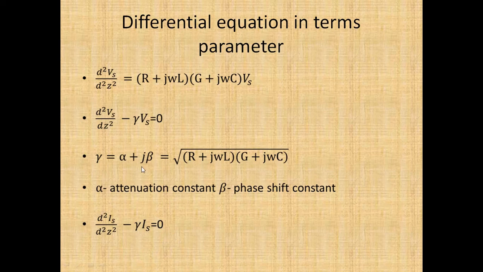Now gamma is the parameter here. Gamma is the propagation constant, as we call it. It is divided into two parts: one is the attenuation constant and one is the phase shift constant. So this parameter is converted into two forms, one is alpha and one is beta.